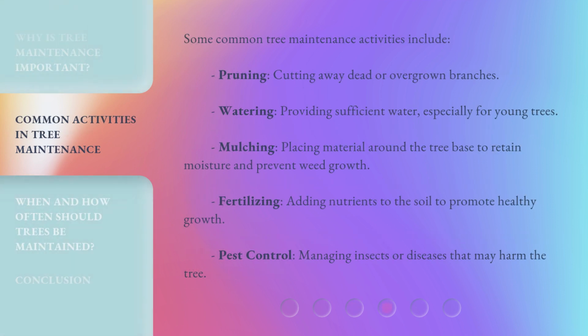Some common tree maintenance activities include pruning, cutting away dead or overgrown branches; watering, providing sufficient water, especially for young trees; mulching, placing material around the tree base to retain moisture and prevent weed growth; fertilizing, adding nutrients to the soil to promote healthy growth; pest control, managing insects or diseases that may harm the tree.